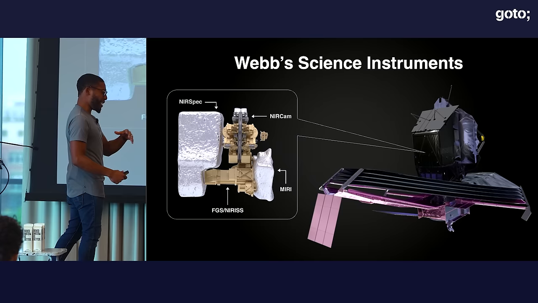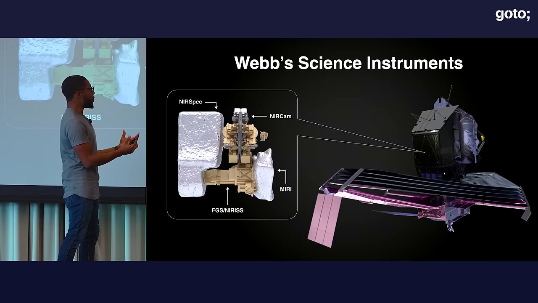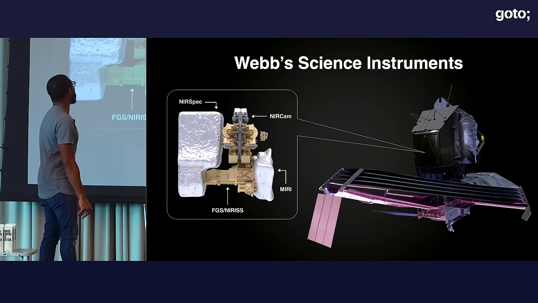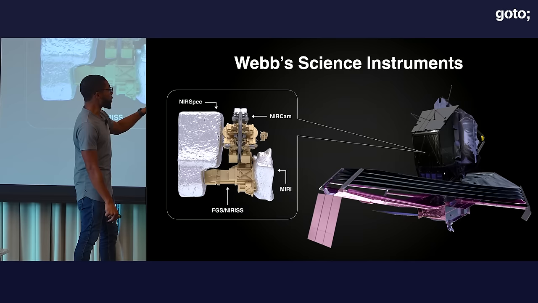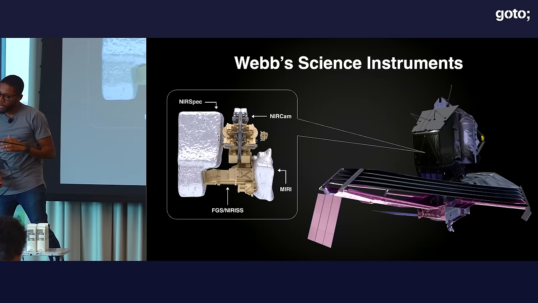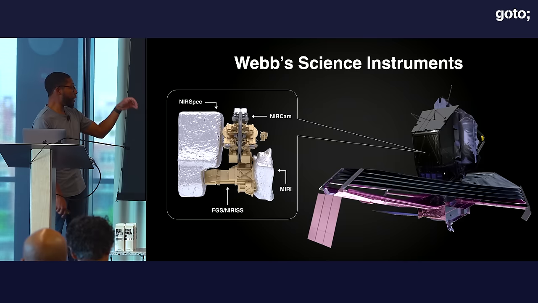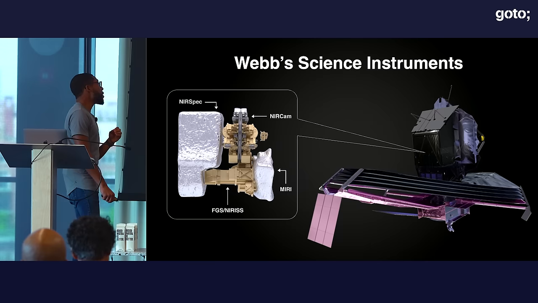ISIM is the module or the compartment where the instrumentation lies. We have four instruments here on the James Webb Space Telescope. I won't get into details of that today, but NIRCam and MIRI are the two that I want to point out because these are where you get most of the images that you see. Again, this picture is kind of dark here, but ISIM, which is on the very, very back, is your Integrated Science Instrument Module. Again, it contains those four instruments.